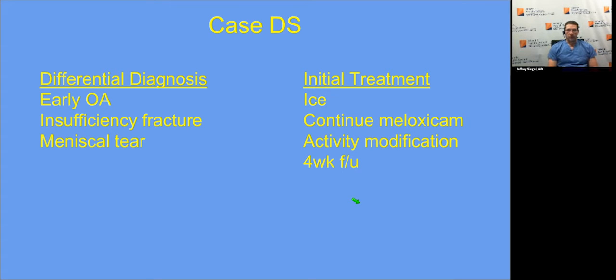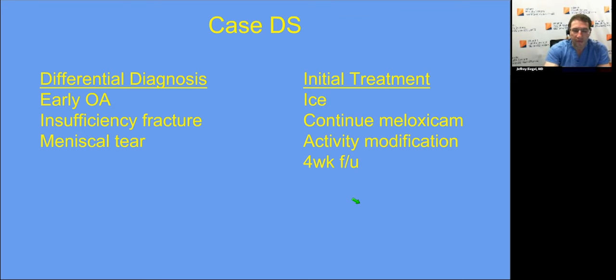So first of all, the differential diagnosis included a meniscal tear, but at 68, I was concerned much more about early osteoarthritis, and also concerned about maybe an insufficiency fracture where we sometimes see this spontaneous onset of bone marrow edema in the medial femoral condyle or medial plateau.